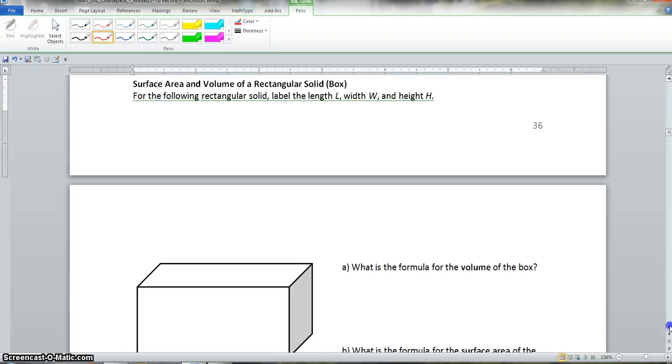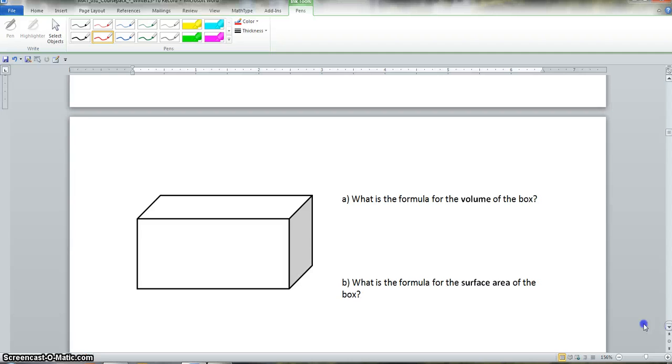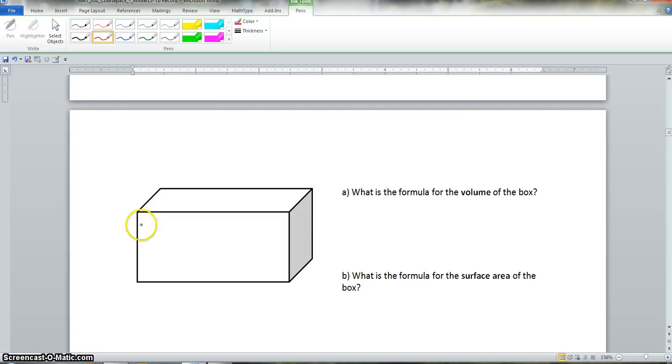So let's take a look here. Now I think what we could do is we could take a look at this figure here, and we know that this side here is considered to be the length. Now this side here, this is how wide it is. And up here, or we could write it right here, going from the top to the bottom here is its height. So it's length times width times height.